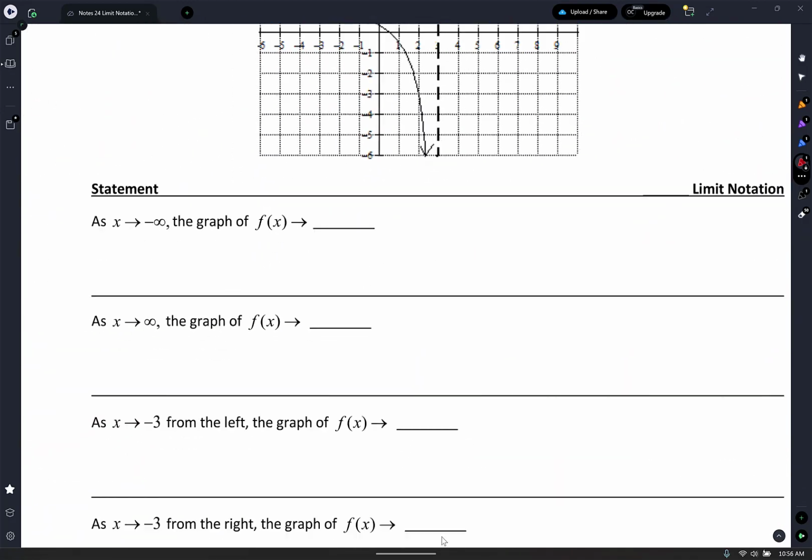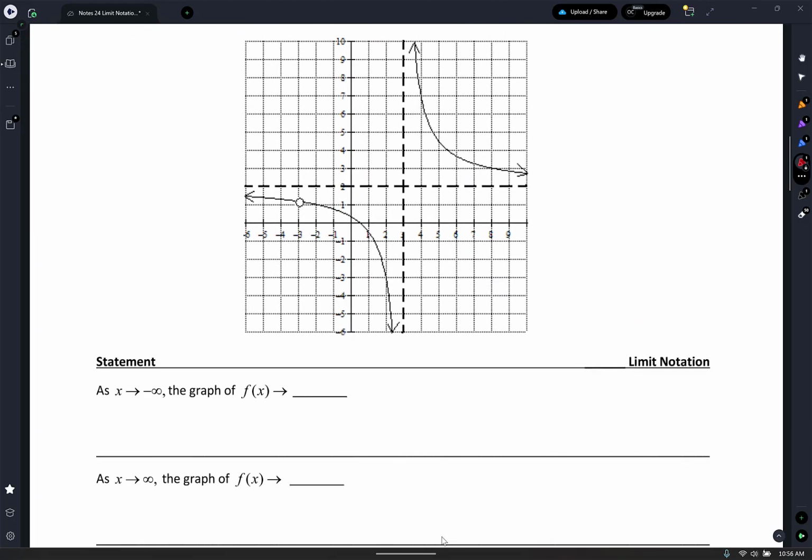Go to the next page. I put the graph up there. Here's where the magic happens. You're going to love it. Look how simple this is. You guys ready? All right, so you guys tell me.